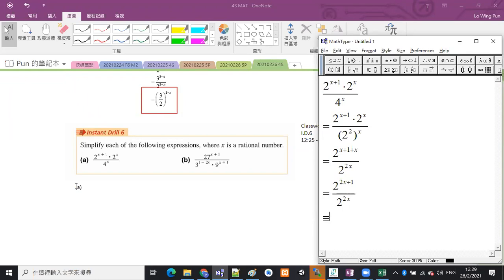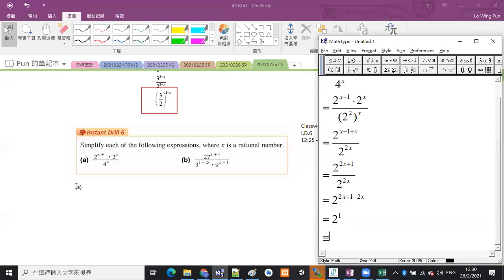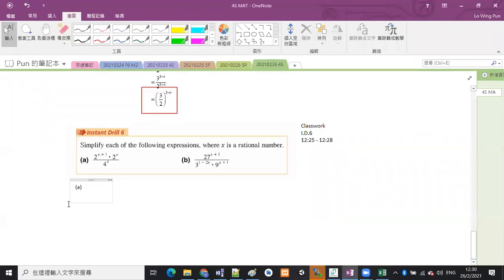Then up minus down becomes 2 to the power 2x plus 1 minus 2x, which becomes 2 to the power 1. That is equal to 2. And that is the answer.